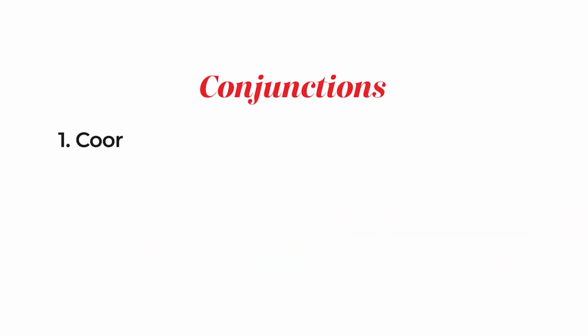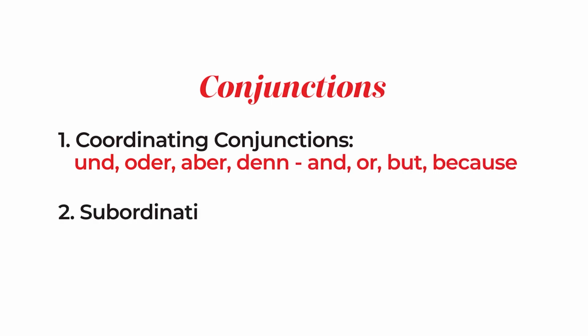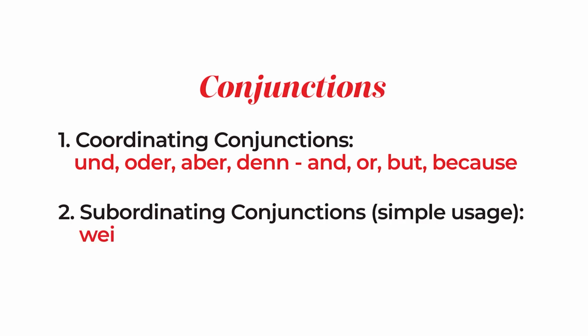You need coordinating conjunctions, specifically und, oder, aber, denn, and, or, but, and because. Subordinating conjunctions, but not all of them, and just the super simple ones like weil and dass, or because and that.